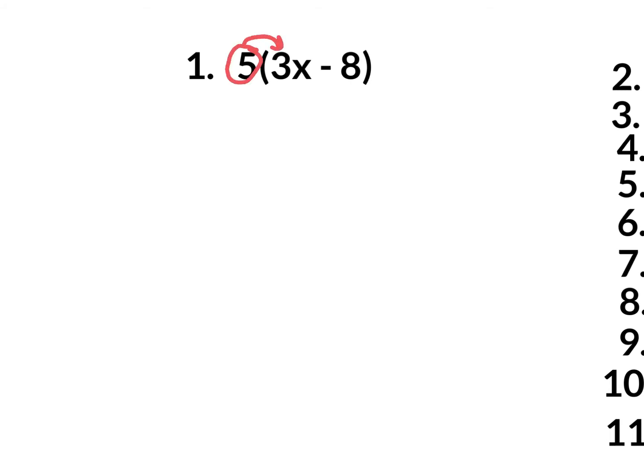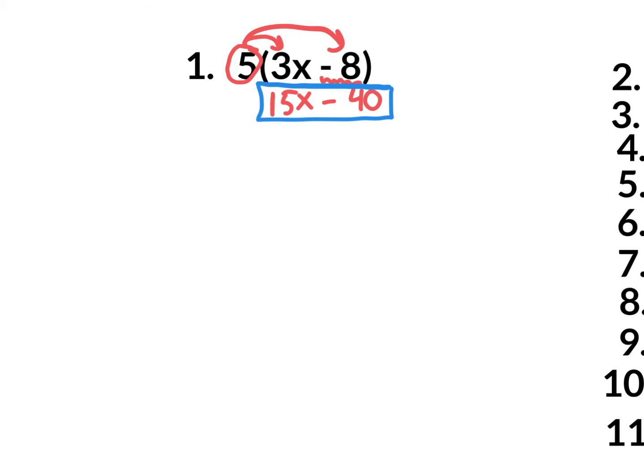5 times 3x is 15x. 5 times, I want to call this a negative 8. 5 times negative 8 is negative 40. But instead of writing it as a negative 40, I just put it as a minus 40. A minus and a negative, pretty much the same thing, right? Anyway, there's our answer, 15x minus 40. I believe on this quiz you're going to be typing this in with no spaces between your terms.